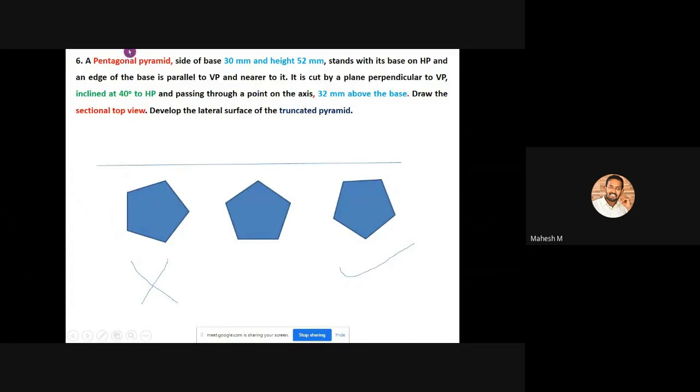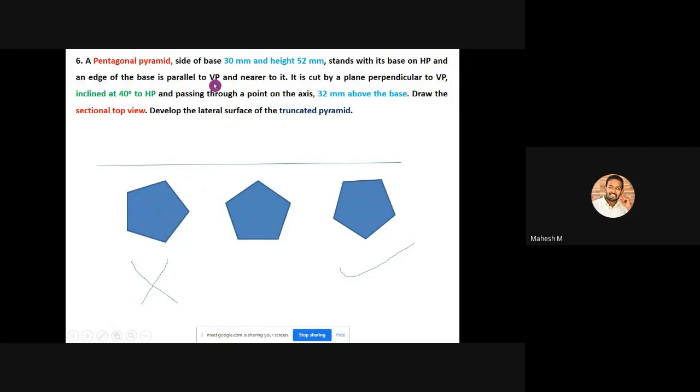Okay, so now I'm moving to my session. Pentagonal pyramid, side of base 30 mm and height 52 mm. Okay, stands with its base on HP. So the base is on HP. So you'll be having the pentagonal shape in the top view because the base is on HP. Okay, and an edge of the base is parallel to VP.